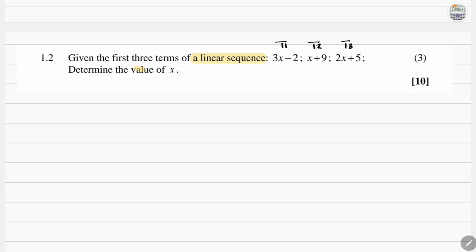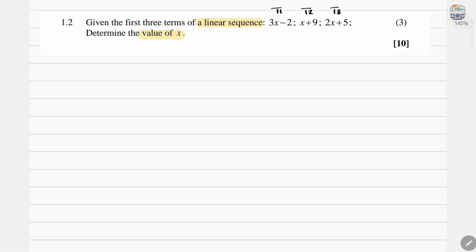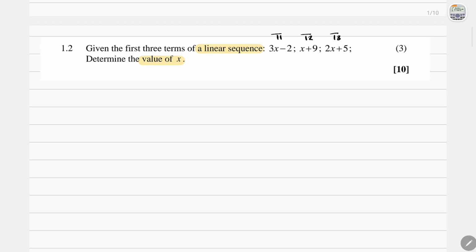They want us to determine the value of x. Okay, grade 11s, this particular question shows up a lot, so make sure you remember how to do this. They can ask it in any term. I've seen this in term 1. I've also seen it in June papers, so you can see that it can show up in any term.